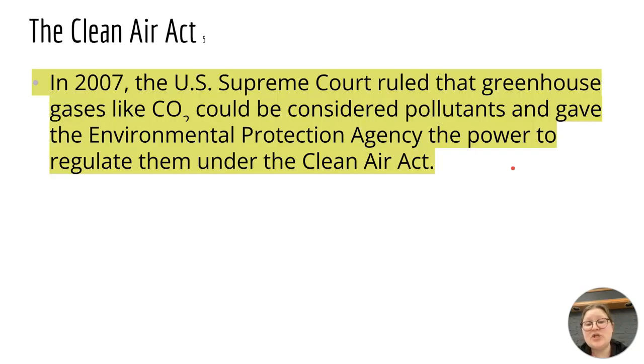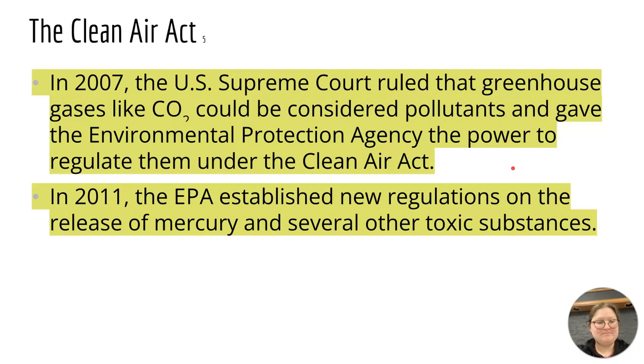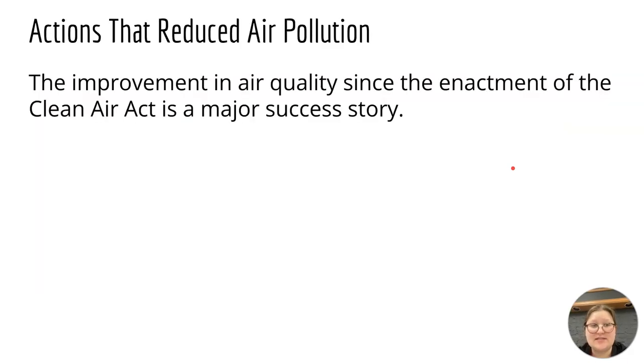In 2007, the U.S. Supreme Court ruled that greenhouse gases like CO2 could be considered pollutants and gave the EPA the power to regulate them under the Clean Air Act. Because they are causing a change in the environment and they are doing that in the atmosphere, they're considered air pollutants. In 2011, the EPA established new regulations on the release of mercury and several other toxic substances.